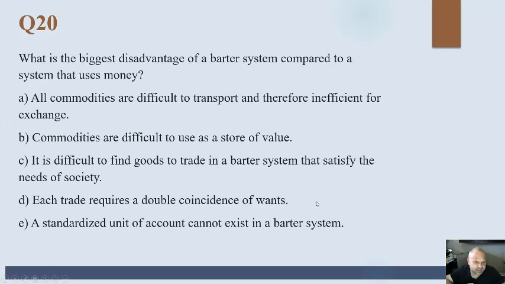What is the biggest disadvantage of a barter system? If you recall, a barter system is a system where we wouldn't have any money, and so in order to trade, we would need to find something that someone has that we want to have in the right quantities. So this question is asking what the biggest disadvantage of this type of barter system would be compared to if we were actually able to use money. So hit pause. Okay, the correct answer here is D. The biggest problem is that each trade requires a double coincidence of wants.